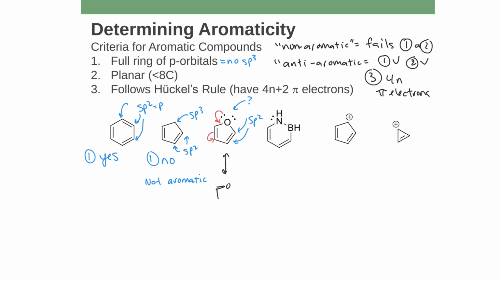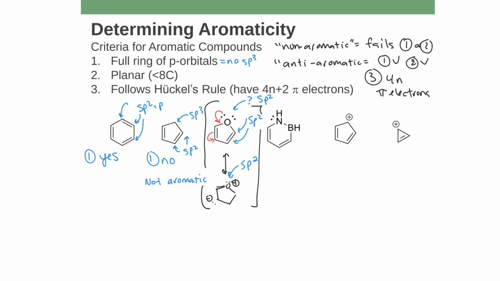I'm going to get something like this for my resonance structure. And now if I look at that oxygen, I only see that there's 1, 2, 3 areas of electron density around it. I have a lone pair, where the pi bond is, the double bond, and then the single bond. So really, this oxygen is actually sp2 hybridized. Or in other words, I do have a full ring of p orbitals. Everything there is sp2 hybridized.